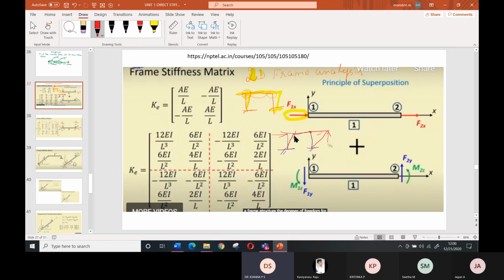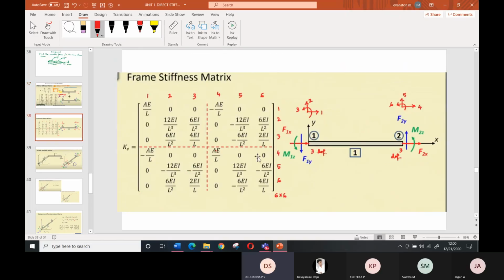Because we are considering only the beam in this portion alone, the axial effect, that is compressive force or tensile force, can be neglected. So that's the reason. Any confusion? Is it clear or should I explain more? Hello? I'm clear, ma'am. Okay.